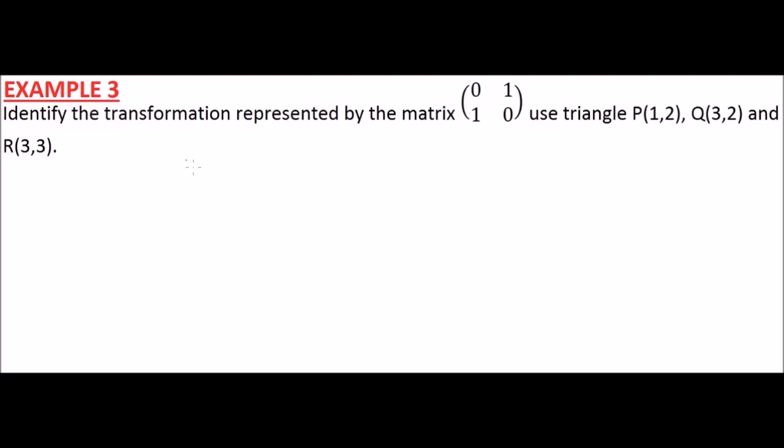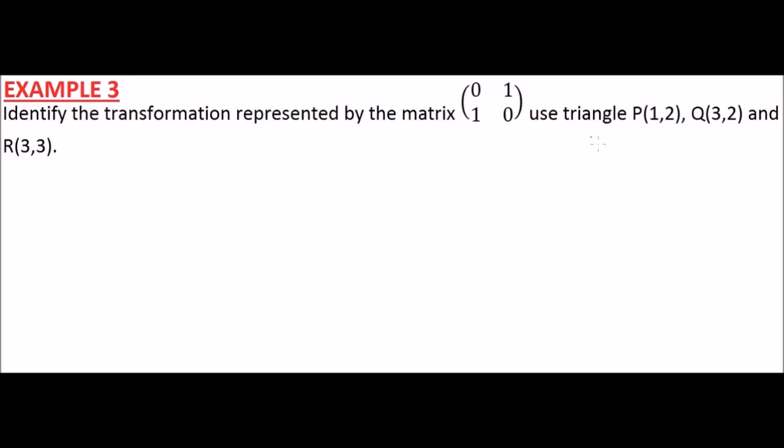We are required to identify the transformation represented by this matrix, that is 0, 1, 1, 0. Use triangle P(1, 2), Q(3, 2), and R(3, 3). Same triangle that we have used in our last example.